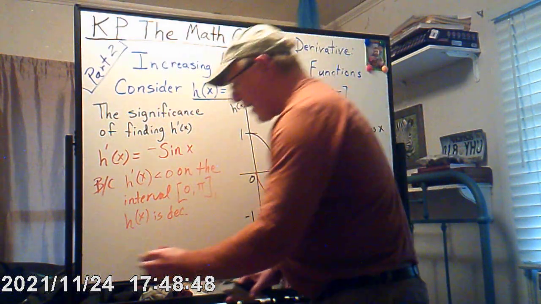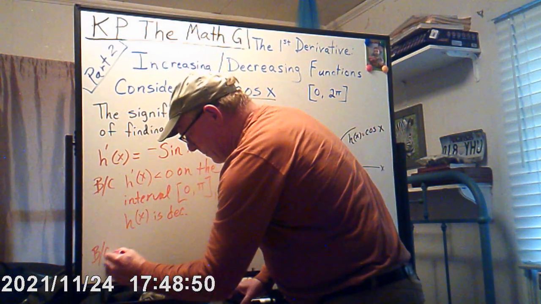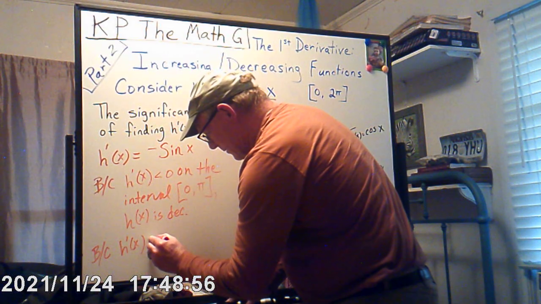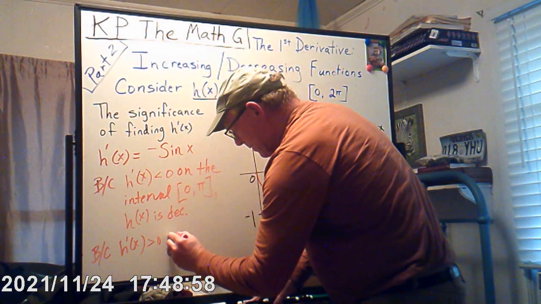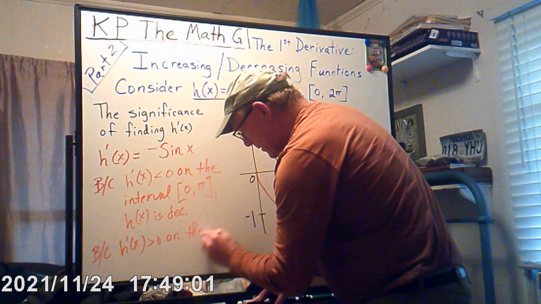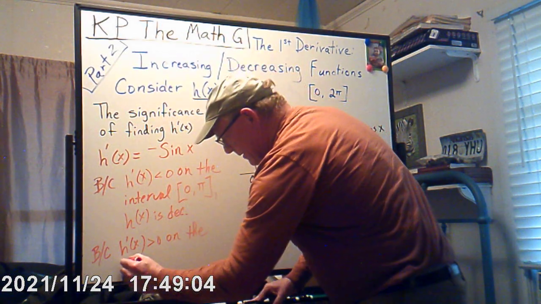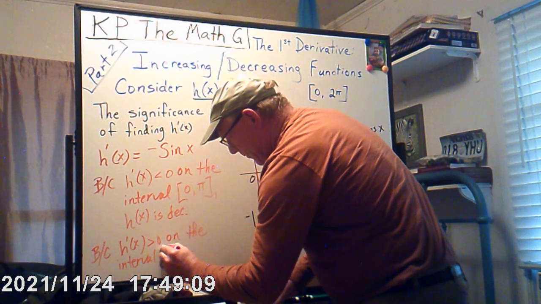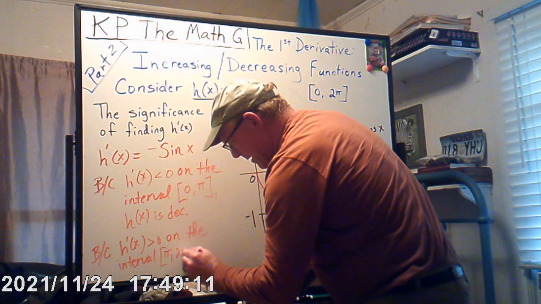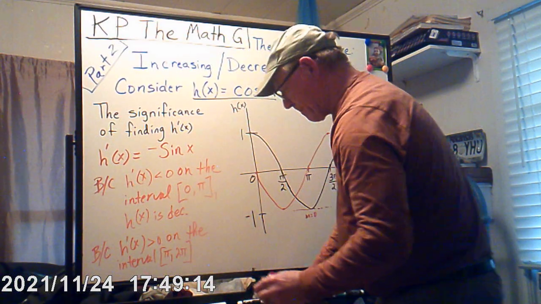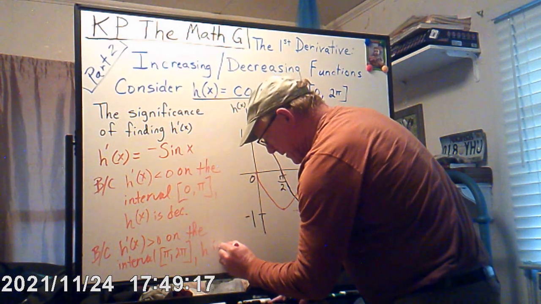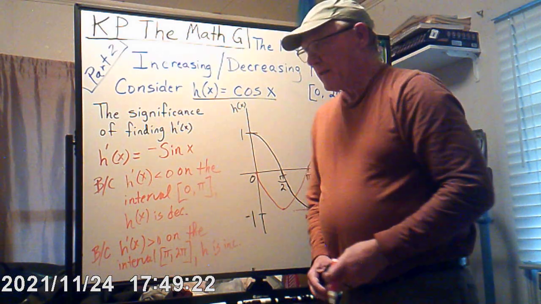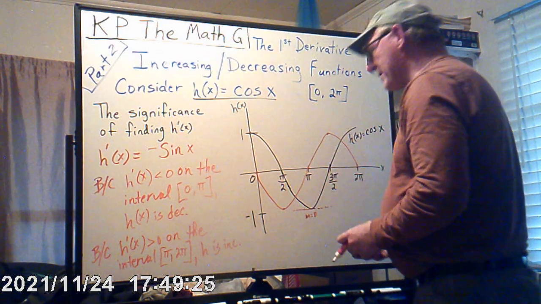And in like manner, because h prime at x is greater than 0 on the interval from pi to 2 pi, what's the conclusion? H is increasing. And that's it. And that's the idea there.